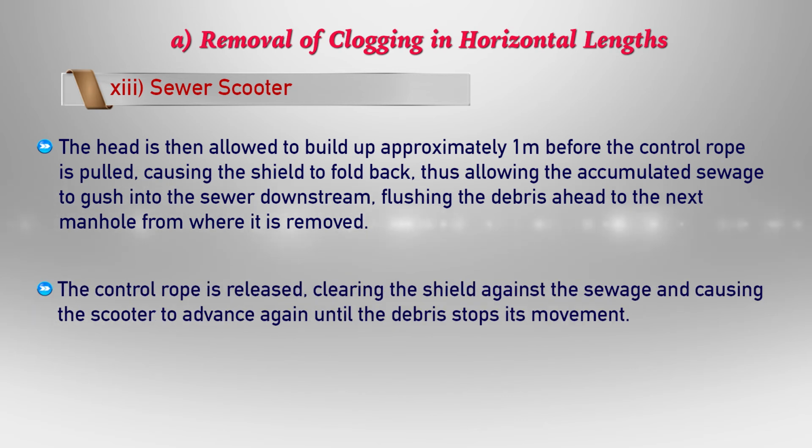The control rope is released, clearing the shield against the sewage and causing the scooter to advance again until the debris stops its movement. This process is repeated till the scooter reaches the downstream manhole, where it may be removed or allowed to continue through the next section.